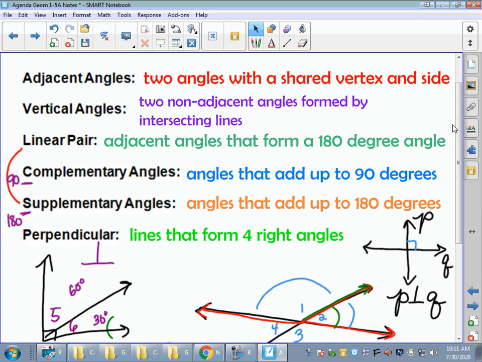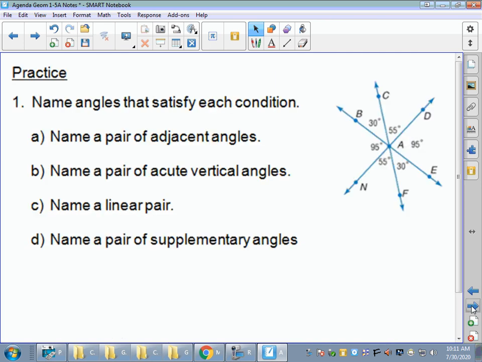I don't necessarily give you a vocabulary test, but I use the terms and expect that you know what they mean. Or identify two adjacent angles. Well, you're going to have to know what you're looking for. They share a side and a vertex. So perfectly said right here, name a pair of adjacent angles. So adjacent angles share a side and a vertex, right? So you just have to know how to name these, really is what it comes down to, and identify.